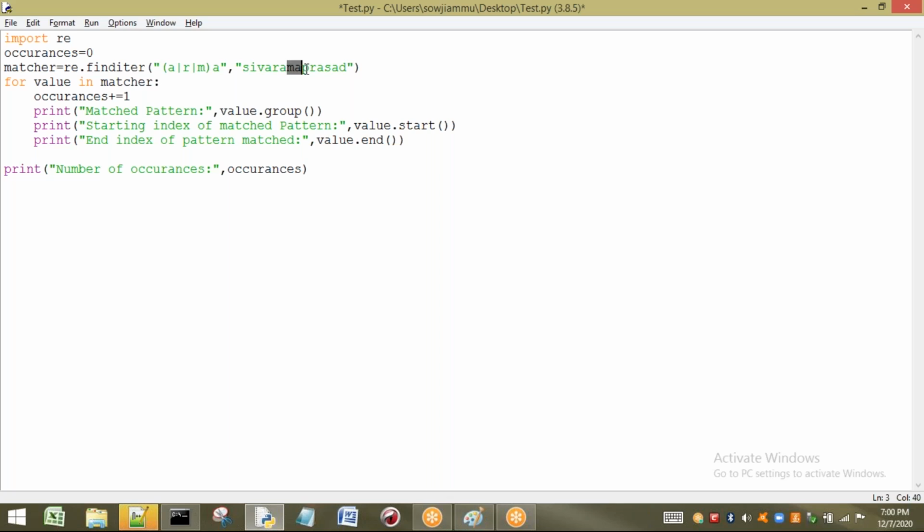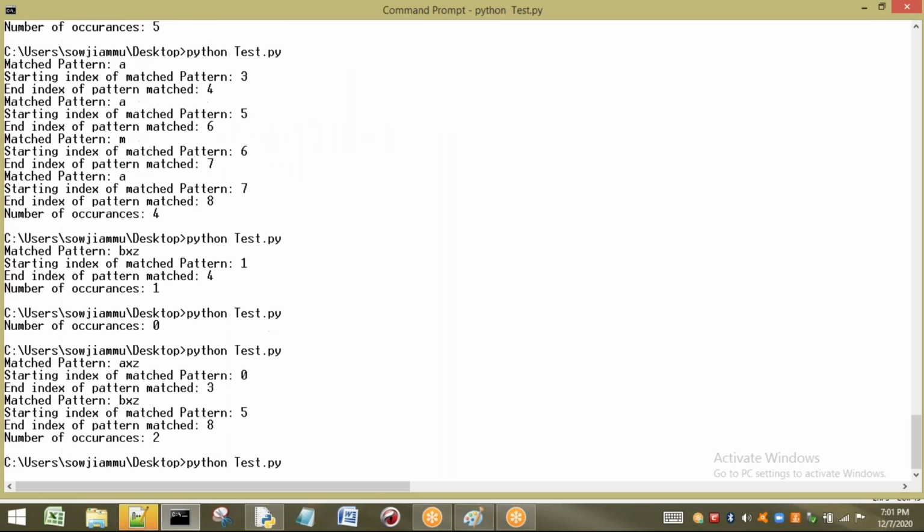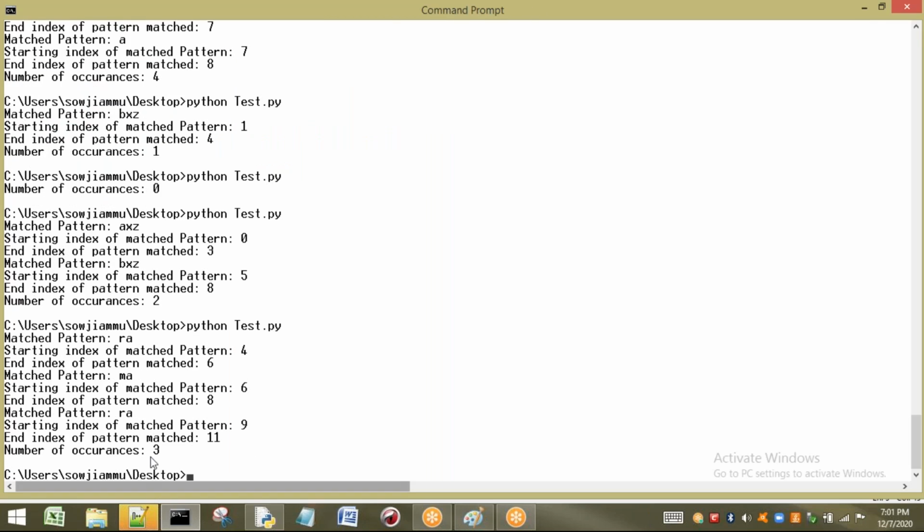That is the second match. After that P: I should not talk about P because P is not in the group. R is there, so I should talk about this R, because anything from the group can be there. After R, A should be there. This is the third match. Next, SC is not there. For A, I have to check: A is there, after that A should be there, but D is there. So totally how many matches are there? Three matches: RA, MA, and the third one RA.